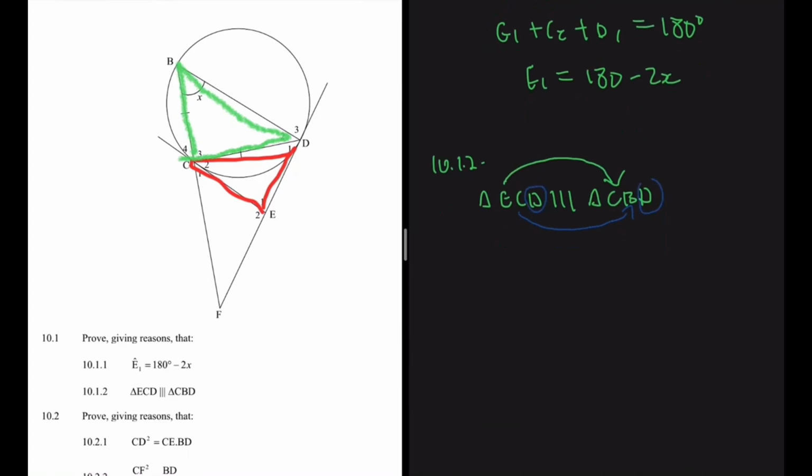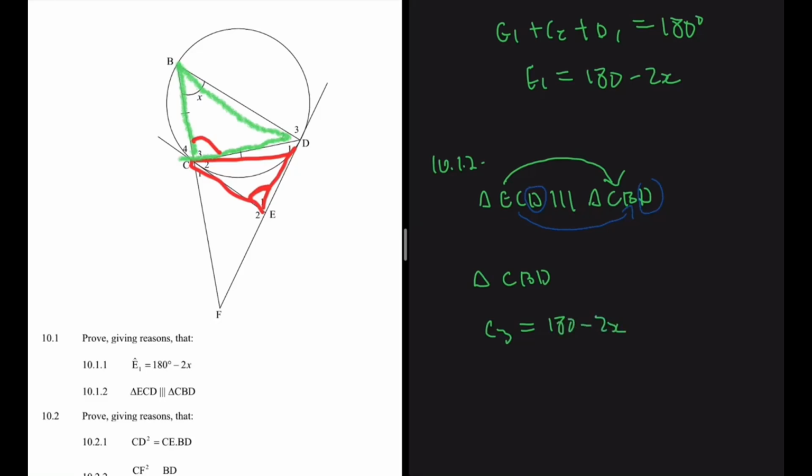So let's start with angle E on triangle ECD. Angle E on triangle ECD is here, it's E1. We know that it's 180 minus x. So we're saying that angle E should be equal to angle C on triangle CBD, so it should be equal to this angle. And indeed they're equal, because I want you to realize something. In triangle CBD, C3 will be equal to 180 minus 2x.